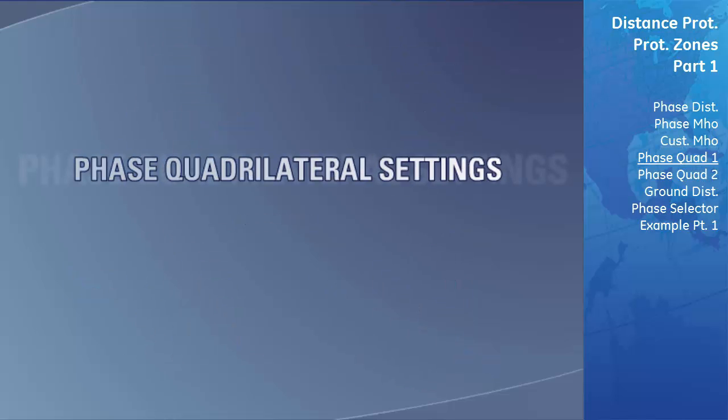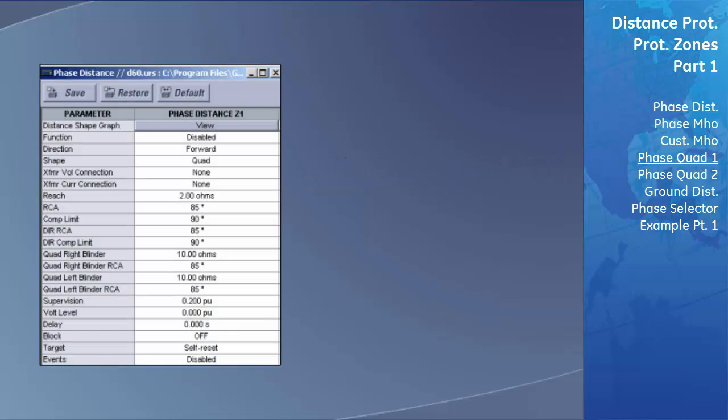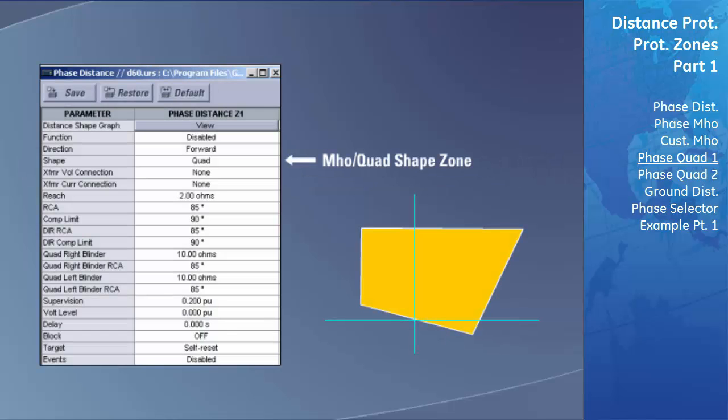In this section, we will now change the shape of our distance characteristic to be quadrilateral and show how all of the settings for each phase distance zone affect the quadrilateral zone of protection. Under the field labeled Shape, select Quad from the pull-down menu.